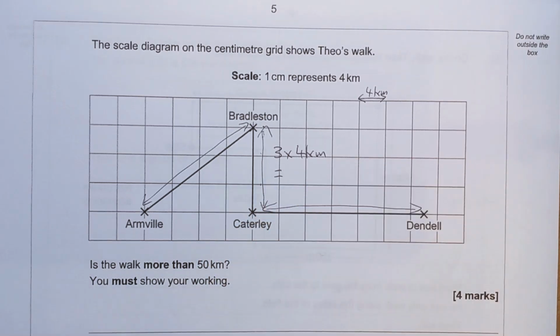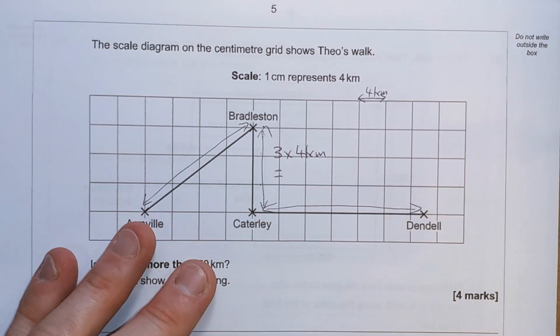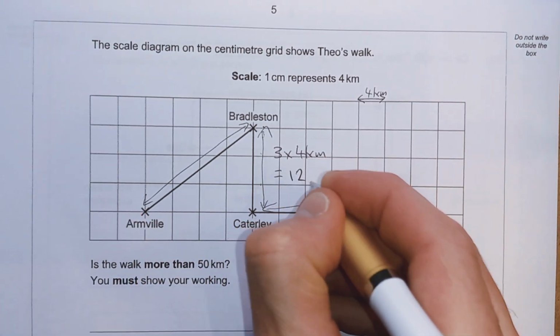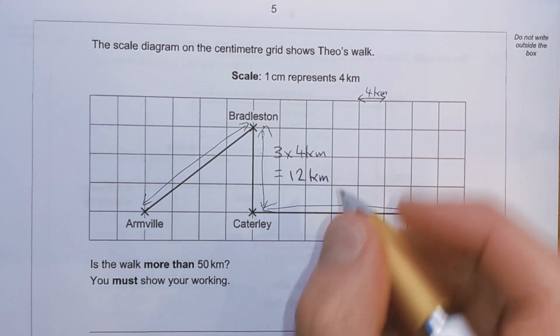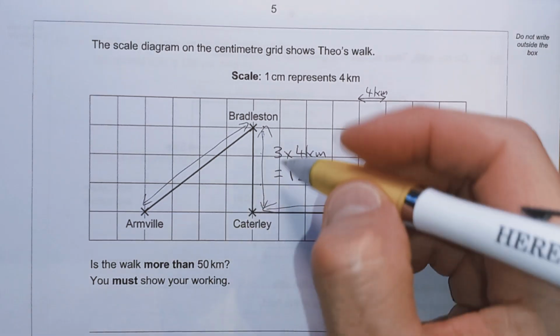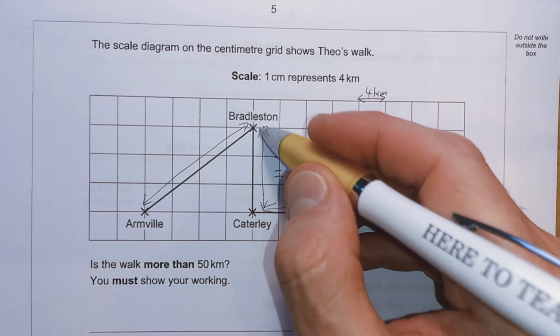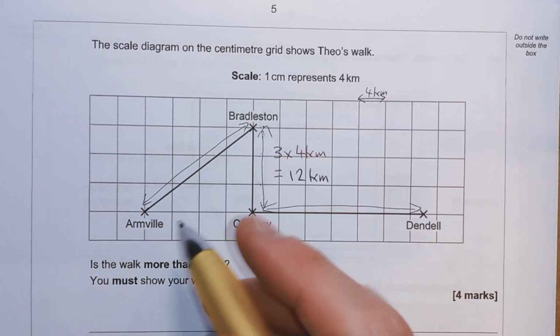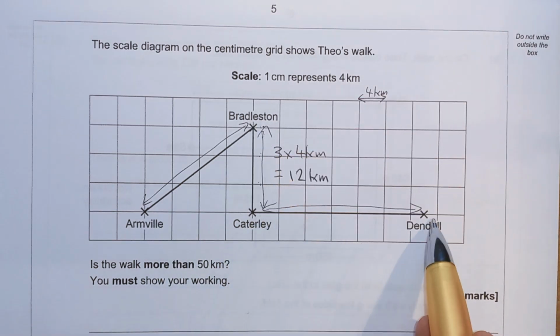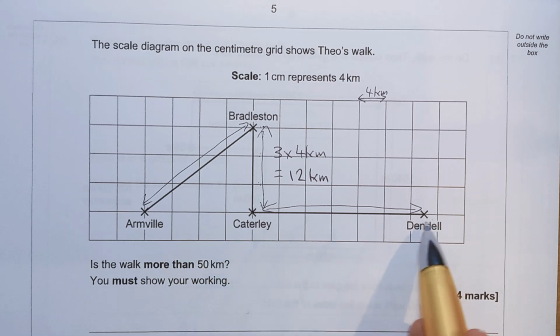Or 3 fours, we've got 4, 8, 12. That's going to be 12 kilometres. Now for this one, it's nice and easy because they're straight lines. So we know that each one is 4 kilometres. For these, it's a bit trickier. Well, actually, this one's probably not too bad.